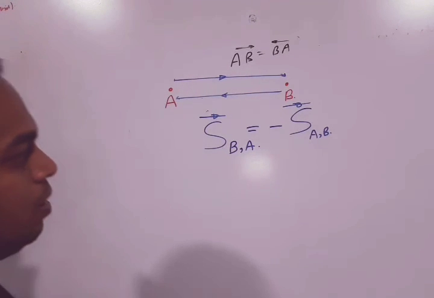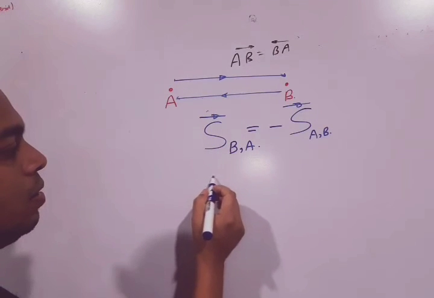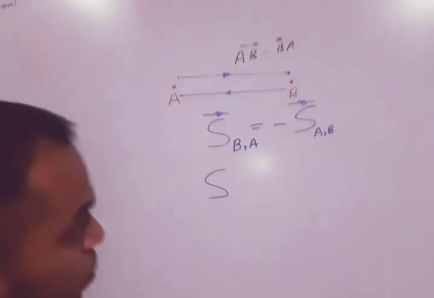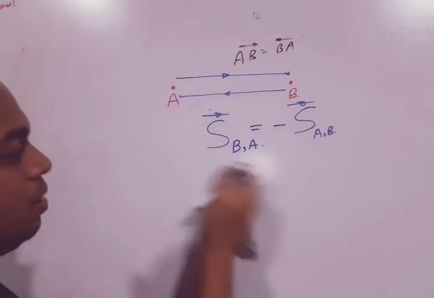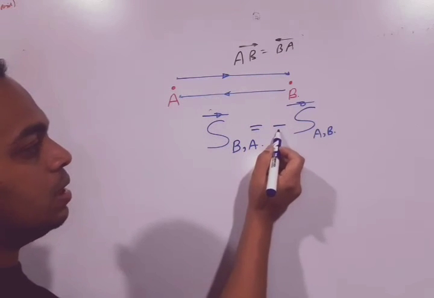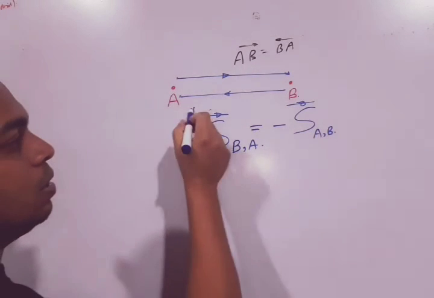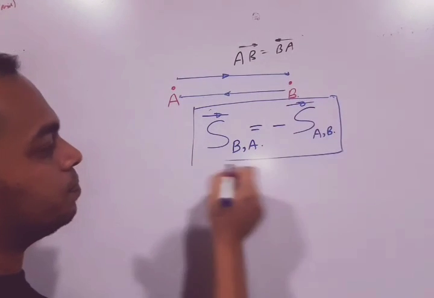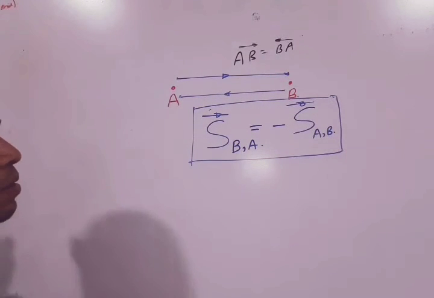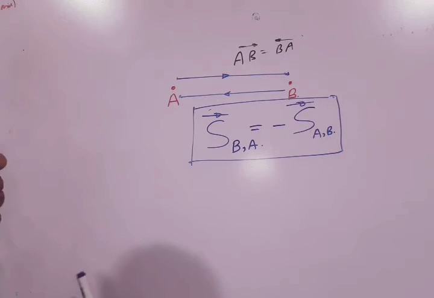Now make sure you remember this, that displacement of B with respect to A is equal to negative of displacement of A with respect to B. So you have to remember this relationship. This is very important. So likewise, we can talk about velocities. And here, when we talk about velocities, we look at instantaneous velocities.